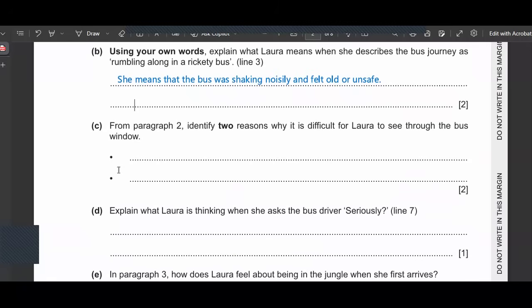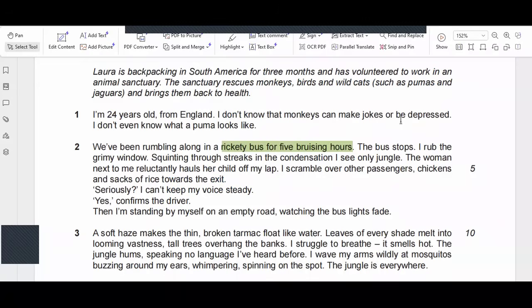Question number 1, part C. Part C says: from paragraph number 2, identify 2 reasons why it was difficult for Laura to see through the bus window. So it again says from paragraph number 2 and then identify 2. That means this is also an explicit question and the examiner is expecting you to pick up the details from the given text. We had already discussed paragraph number 2, so let's quickly see which words or phrases might be a clue.